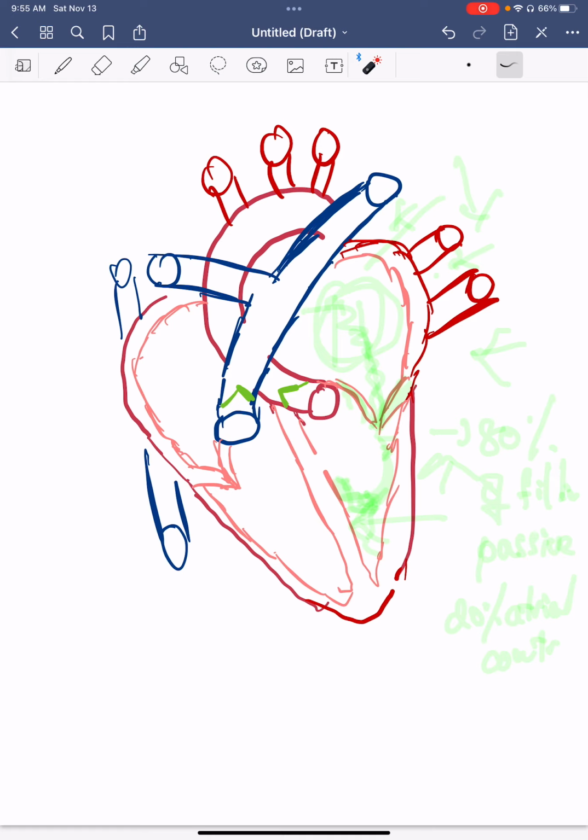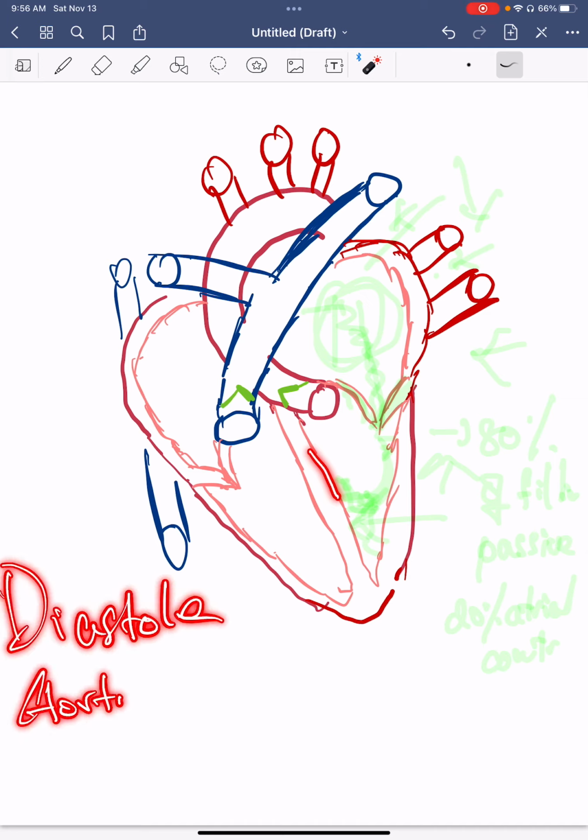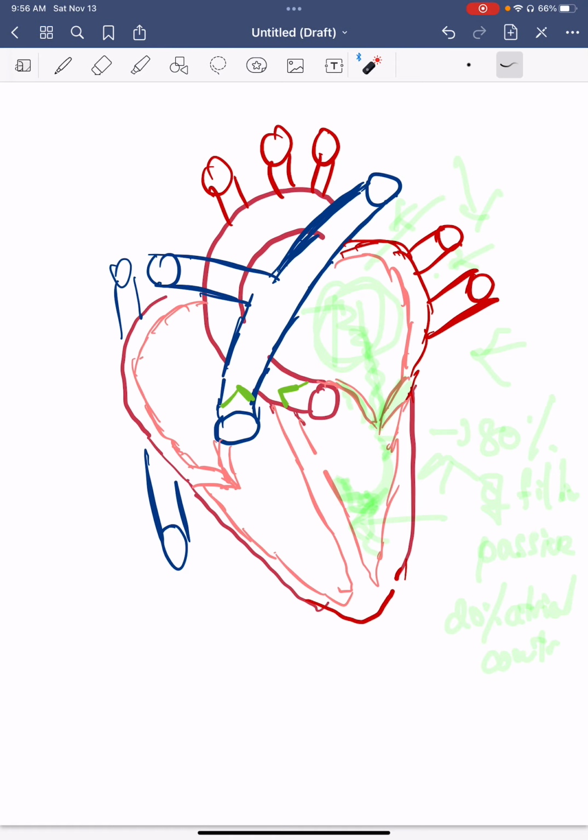Now comes the phase of diastole. The phase of diastole starts when our aortic valve closes. Diastole is relaxation. It is 0.5 seconds in the ventricle. The systole is 0.3 seconds in the ventricle. The total cardiac cycle is 0.8 seconds: systole is 0.3, diastole is 0.5. The beginning of diastole is the closure of the aortic valve, which produces sound S2.